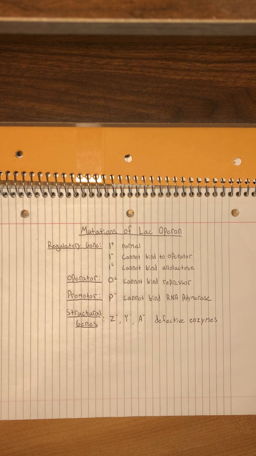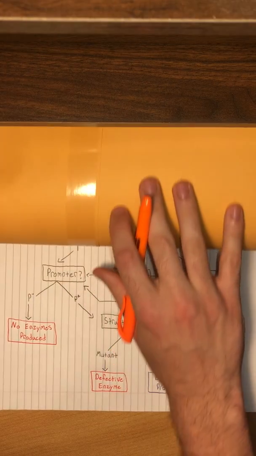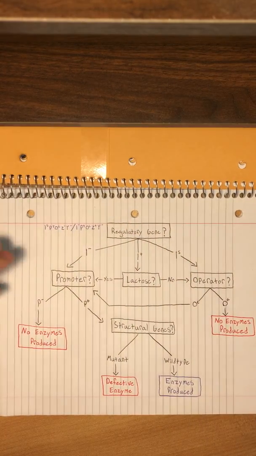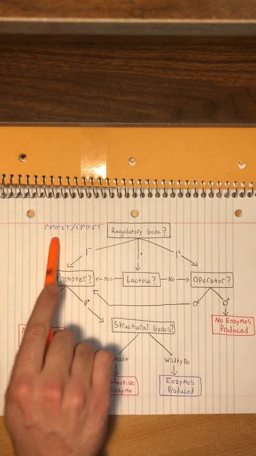All of these mutations can be hard to keep up with and contradict one another, so I've made a flowchart to determine if lactose metabolizing enzymes will be produced given a mutant Lac Operon. Feel free to pause the video and take a picture for future problems. So we'll look at this random diploid mutant Lac Operon.